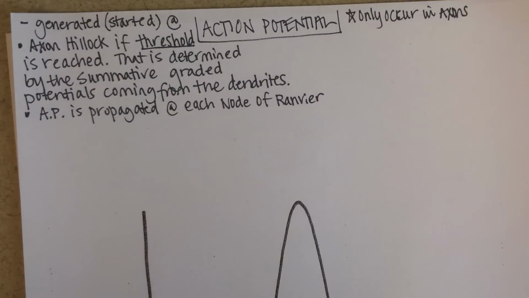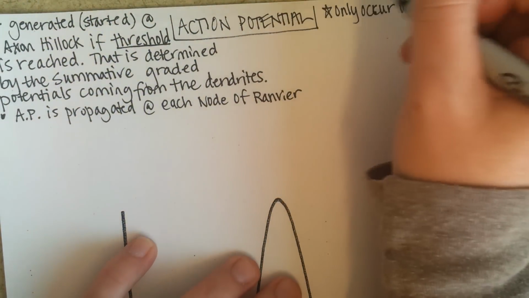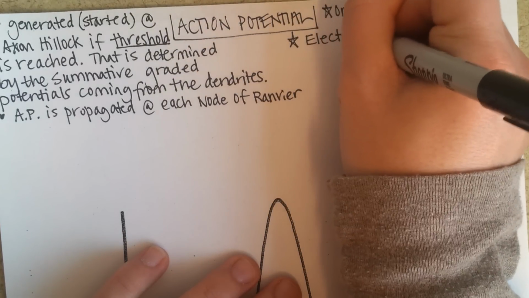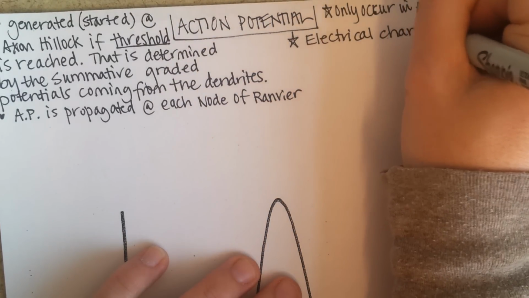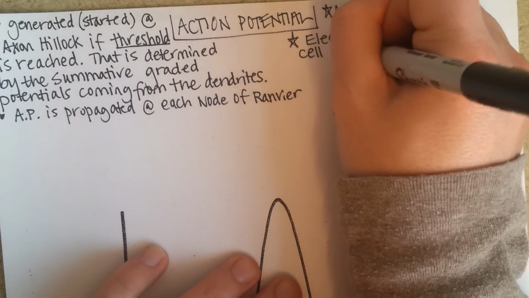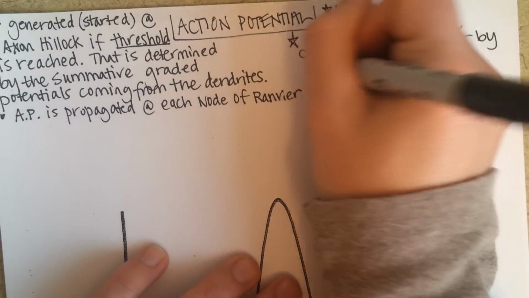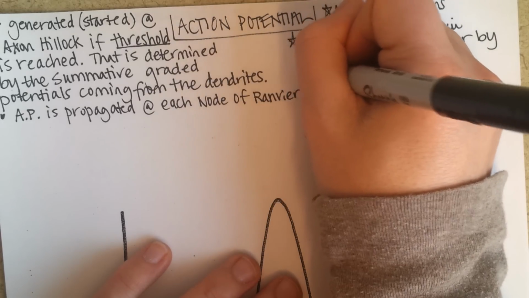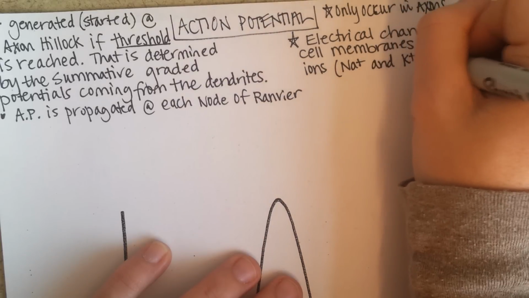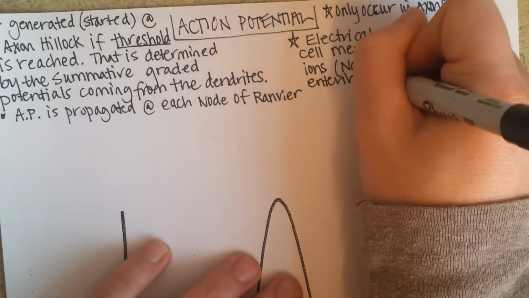Okay, now if all of this seems a little confusing, here's another helpful point to write down: electrical changes in cell membranes occur by ions, specifically sodium and potassium, entering or leaving the cell.